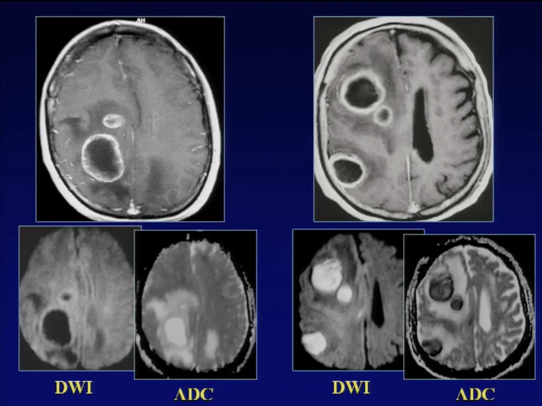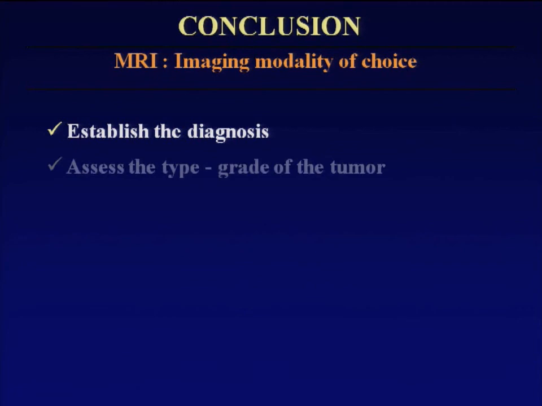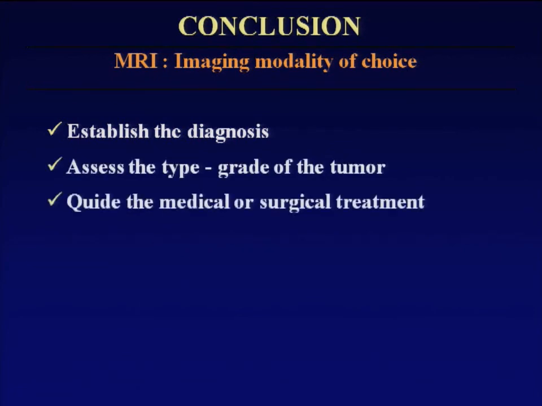So in this case, we have abscesses with the viscous material, the pus, inside, and in this case, the necrotic composition of a metastatic disease. So, to conclude, MRI is the imaging modality of choice to detect and characterize a brain lesion, to establish the diagnosis, to assess the type and the grade of the tumor, to guide the medical or surgical treatment, to monitor follow-up, and to give all this information.